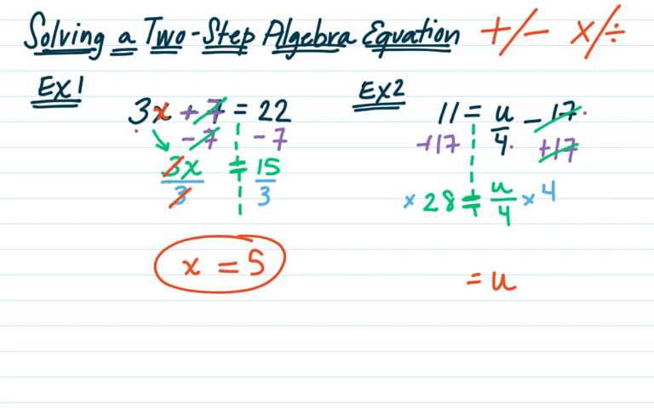We do that on both sides. And then here, 4 divided by 4 is just 1, so there's no need to write it. We're left with just the u all alone. And 4 times 28 is 112. So that's the solution of example 2.